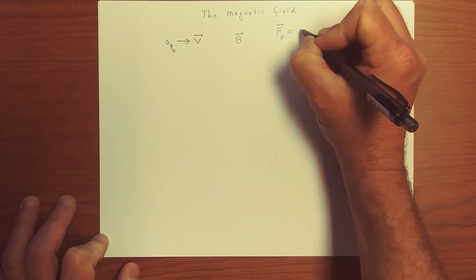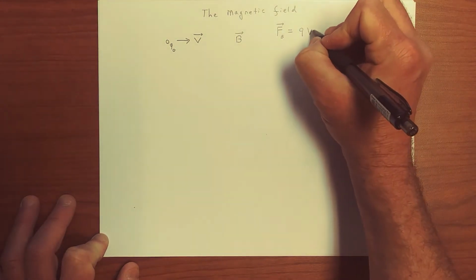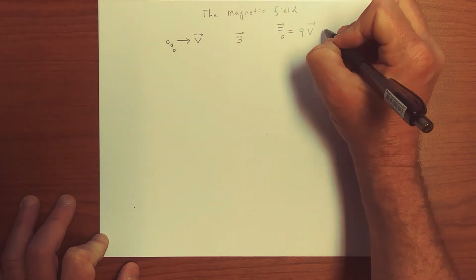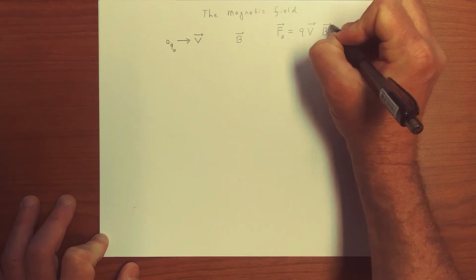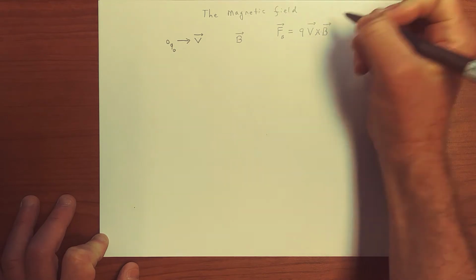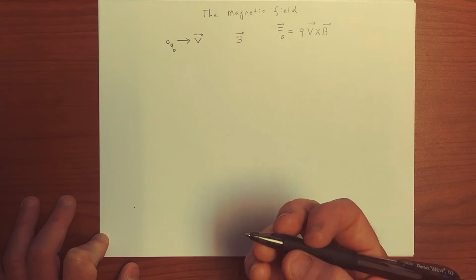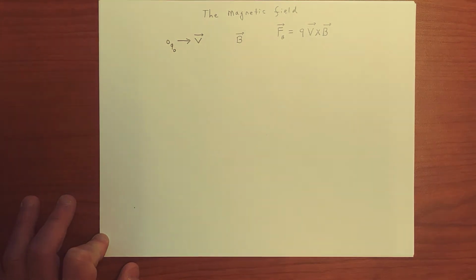And what we find is the following expression, that there's a magnetic force that behaves in this strange way. So it depends on the value of the charge. It also depends on the velocity with which the particle is launched and on the magnetic field that the particle is in, in this strange mathematical way. So it involves the cross product between the velocity and the magnetic field.